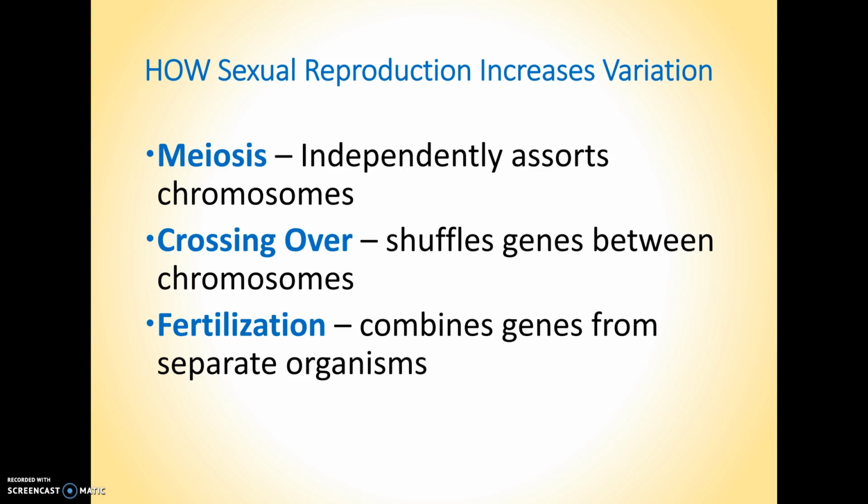Crossing over, that I just showed you, that not only do the chromosomes sort independently, but pieces of them swap places with each other. So you're not even getting a whole chromosome intact. You're getting a chromosome that's been shuffled around. And finally, fertilization. The fact that you now have not only all that stuff happening in one parent, but all that stuff happening in the second parent as well, and then the genes getting together in the offspring.